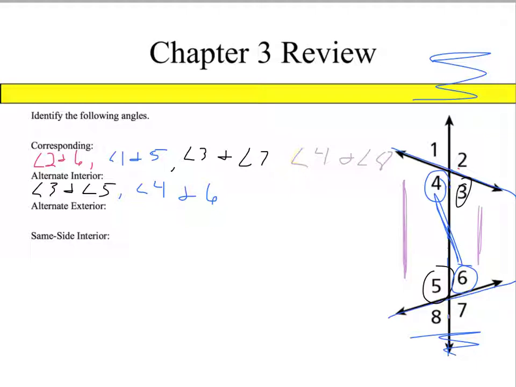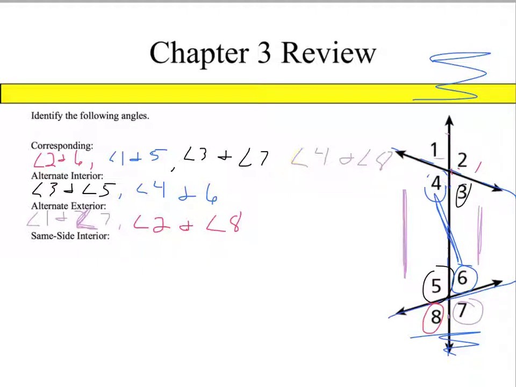Alternate exterior is going to be the exact same idea, except on the exterior, on the outside of those lines. Start with angle 1. What is angle 1's alternate exterior angle? It would be 7. Don't forget your angle symbols, because these are angles that we're talking about. Last but not least, we also have angle 2, and that would be an alternate exterior with angle 8. Awesome. We're done with alternate interior. We're done with alternate exterior.